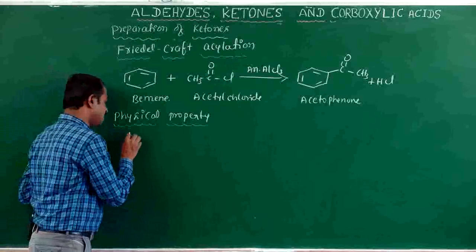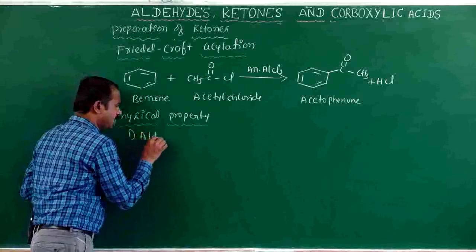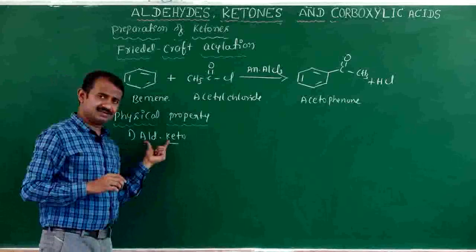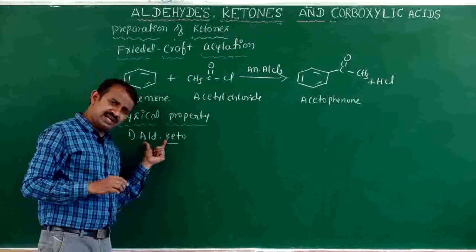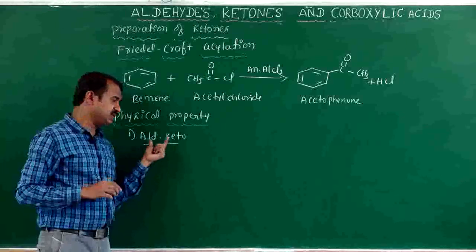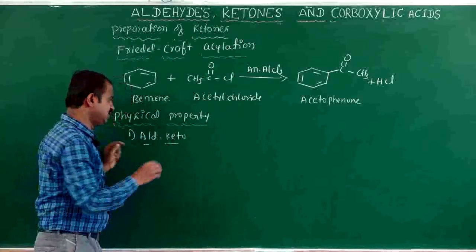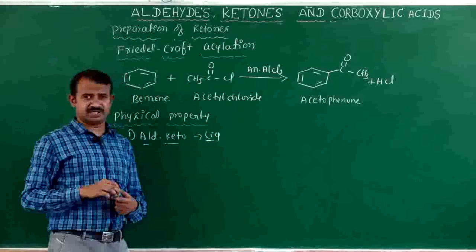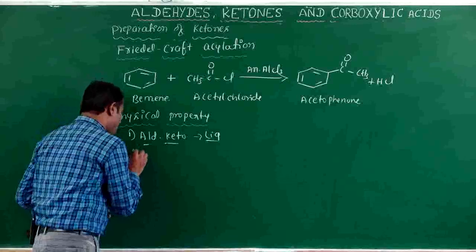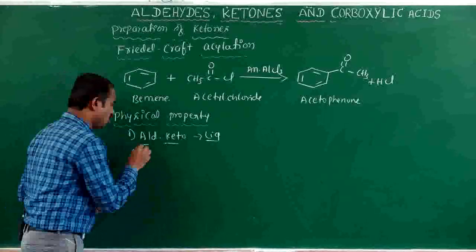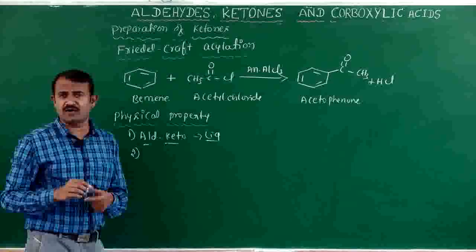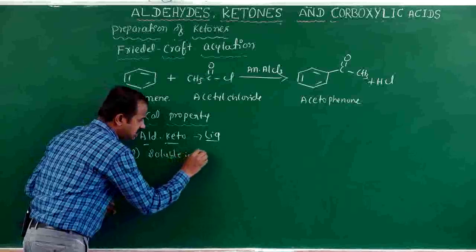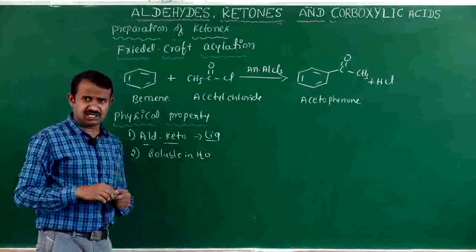The first one: the aldehydes and ketones are liquid. Formaldehyde is liquid, acetaldehyde is liquid, and ketones are also liquid in nature. If you go for higher carbons, they are solid. Next, the lower aldehydes are freely soluble in water. Formaldehyde and acetaldehyde are freely soluble in water.